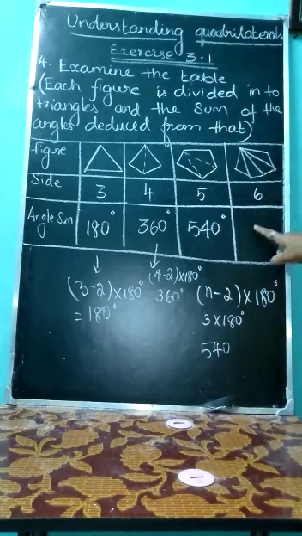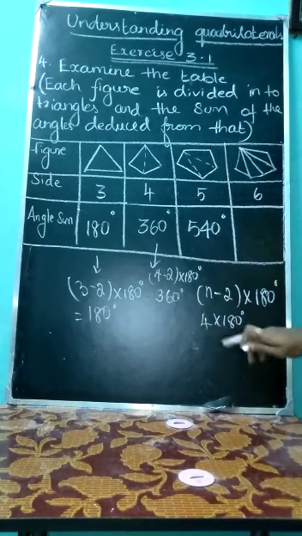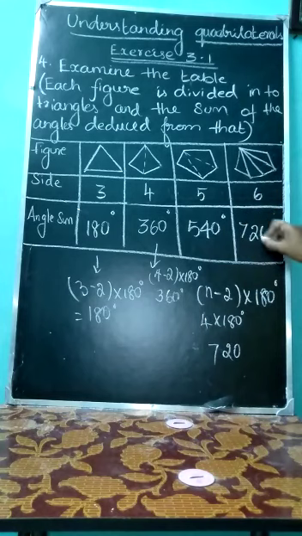Now we have to calculate the angle for this figure. What is the number of sides here? 6 only. So apply here 6 minus 2, 4. So what is the answer for 4 into 180? 4 into 0, 0. 4 eights are 32, 2 balance 3. 4 ones are 4 plus 3, 7. So the angle value is 720 degree. That's all.